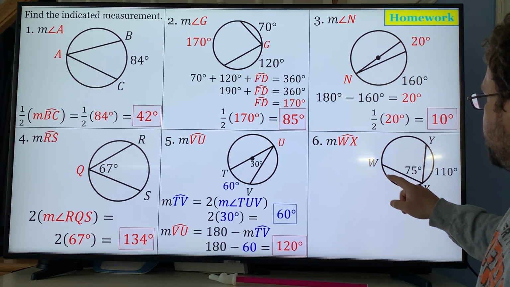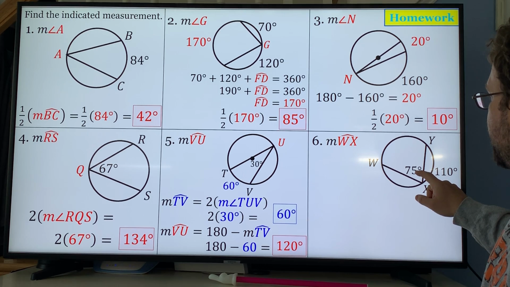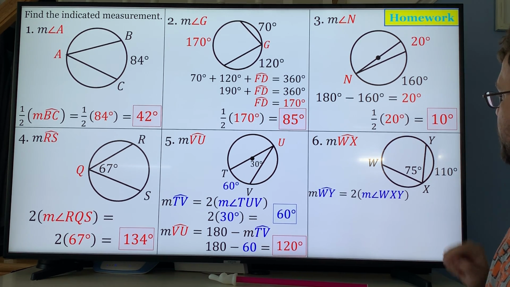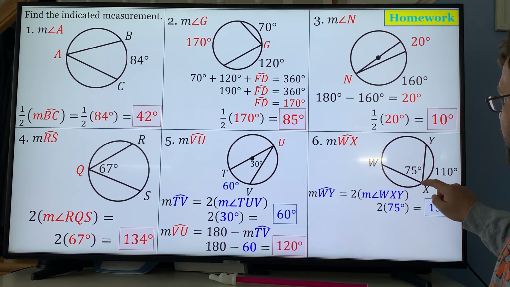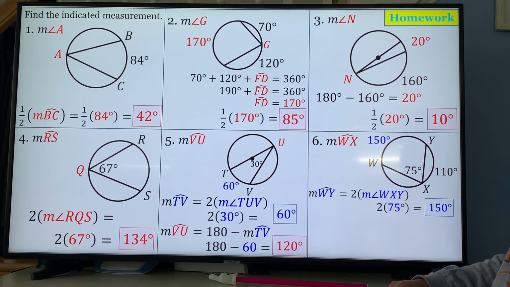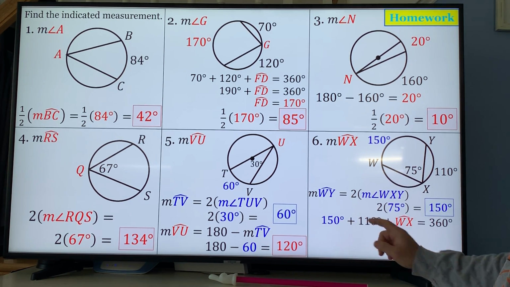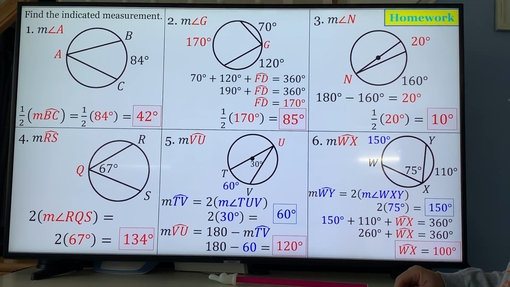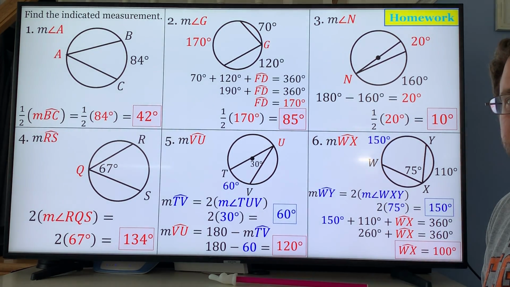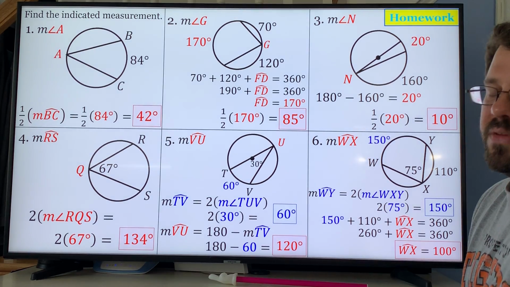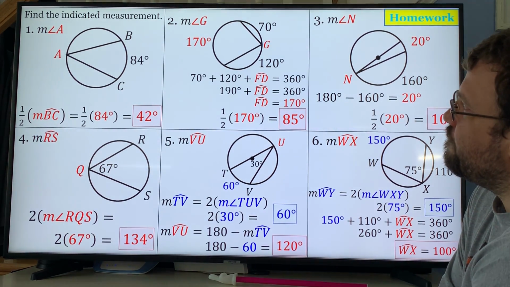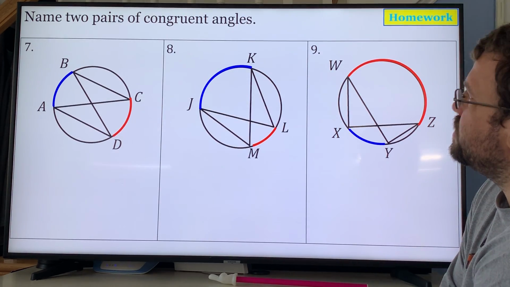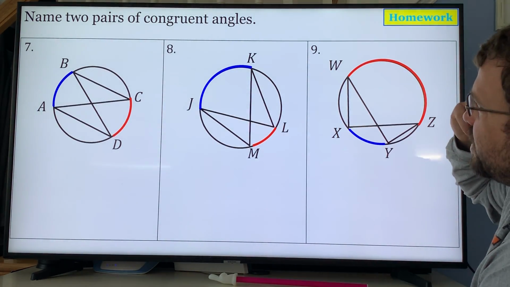WX, right here. Well, if this is 75, you can find WY to be 2 times that, which is 150. So 150, 110, and whatever WX is, add up to 360, right? 260, subtract it from 360, WX is 100. Right? Can't just have you multiplying and dividing things by 2. That's way too easy. Got it? Awesome.